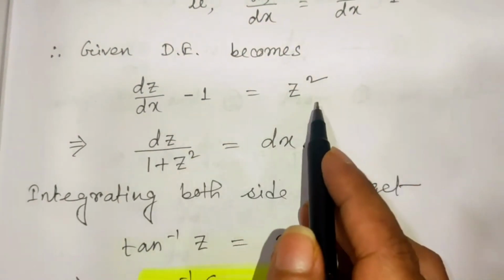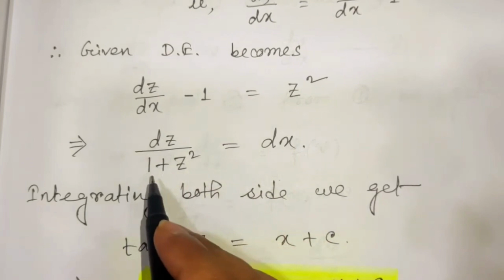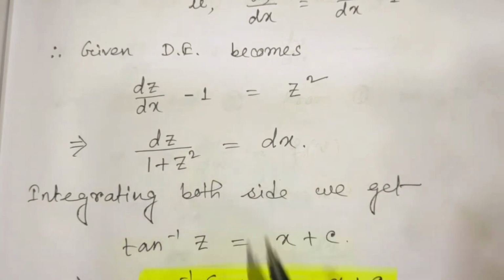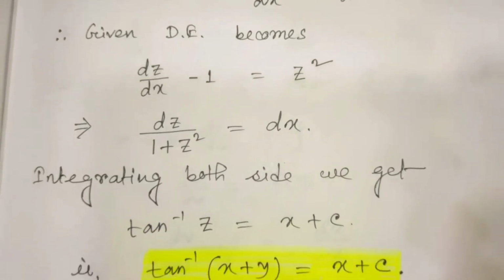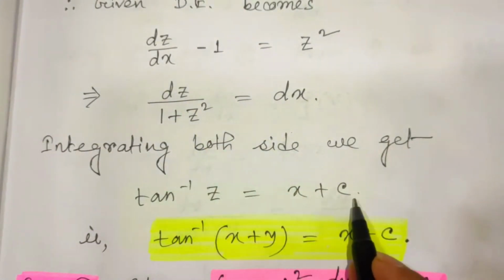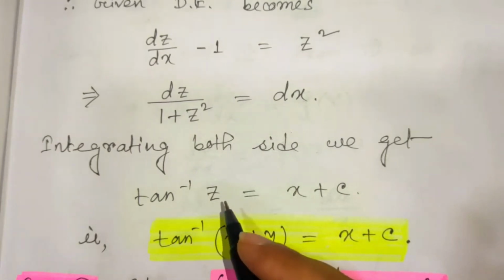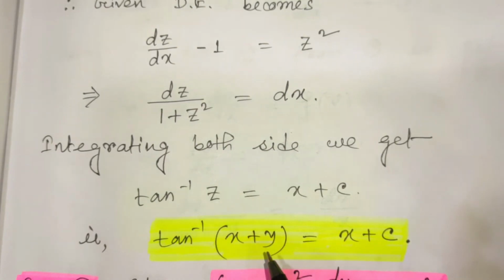So after substituting all those in the equation and simplifying, we shall find dz by (1 plus z squared) is equal to dx, which is in the form of separation of variables. So now if we integrate on both sides, then we shall find its integration: tan inverse z is equal to x plus c. Now, as I told you, for z we should substitute the value of z is equal to x plus y, as per our assumption. That's why if we substitute this value of z, then we shall find tan inverse (x plus y) is equal to x plus c, which is the general solution for the given differential equation.